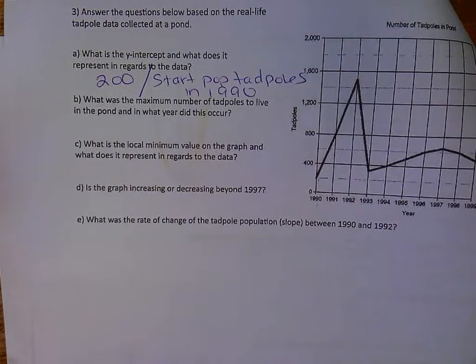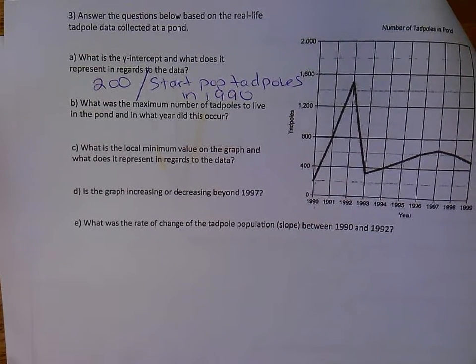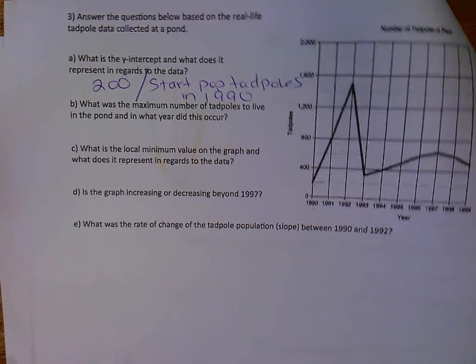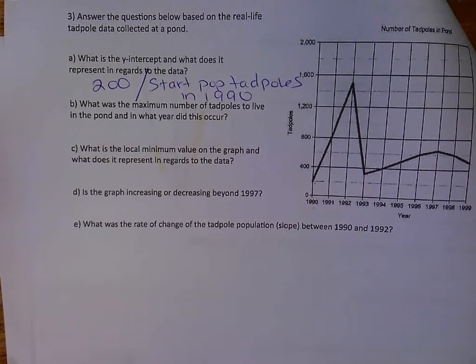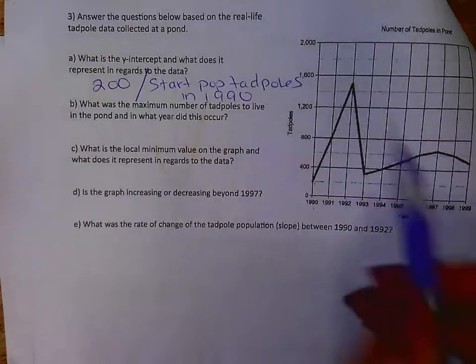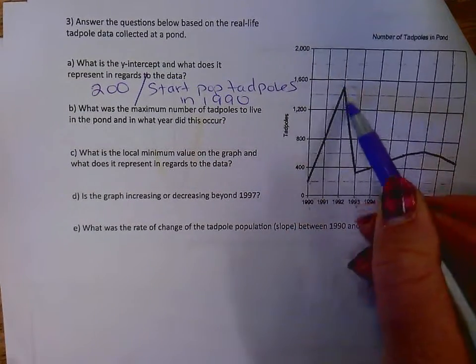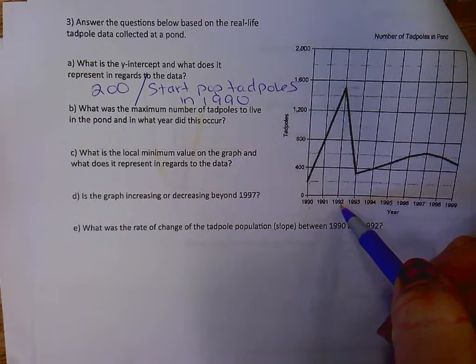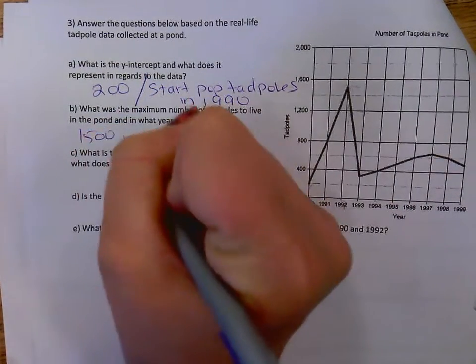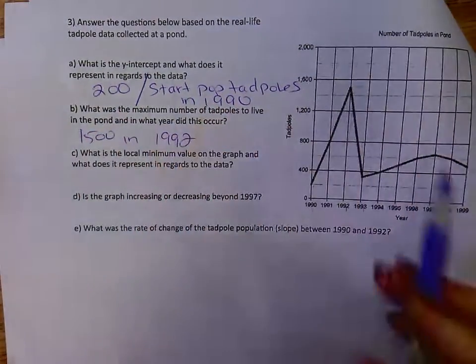So we're trying to look at the scale and analyze real world data. What was the maximum number of tadpoles to live in the pond, and in what year did this occur? What did you estimate? 1,500 in 1992? 1,500 in 1992. You did okay analyzing that number?